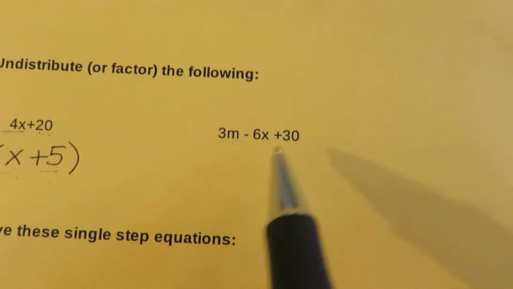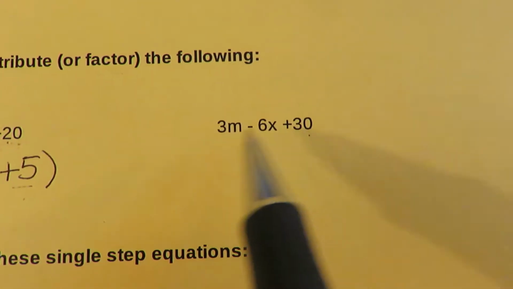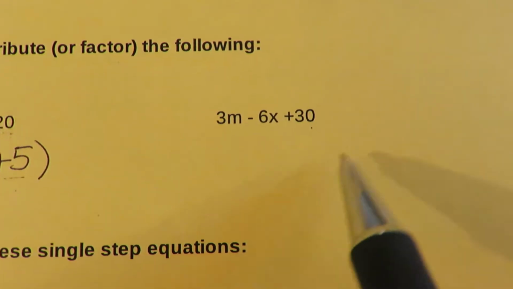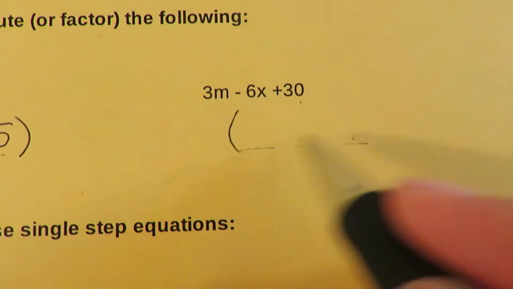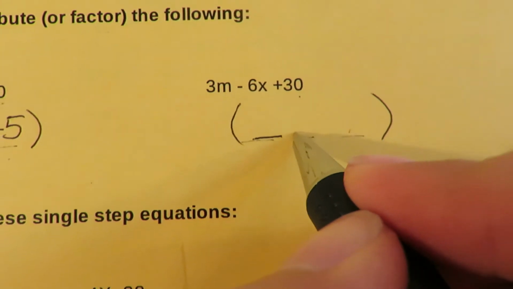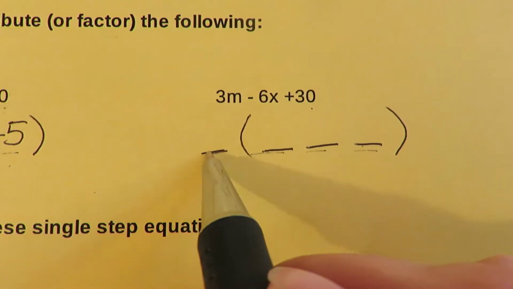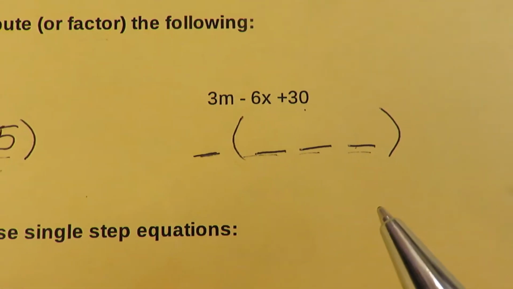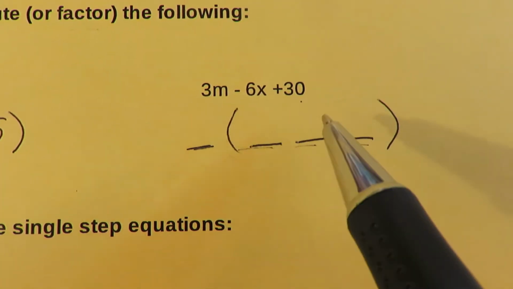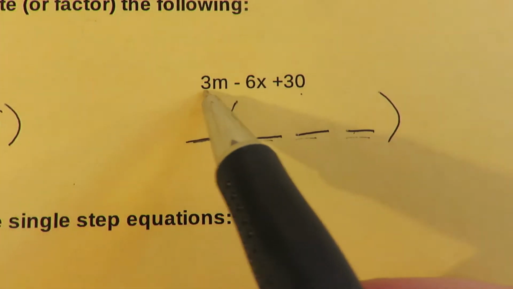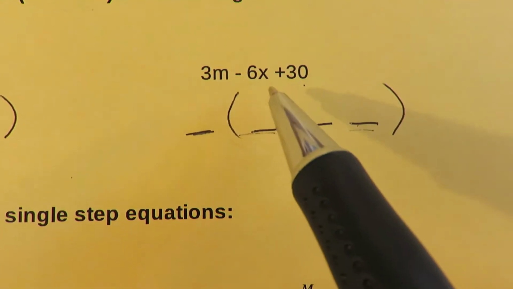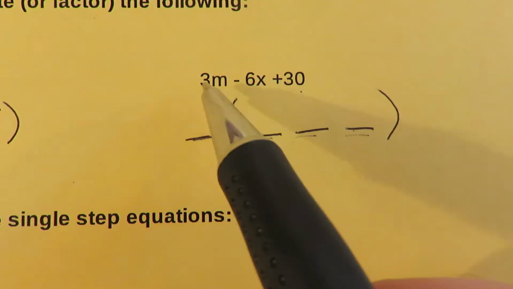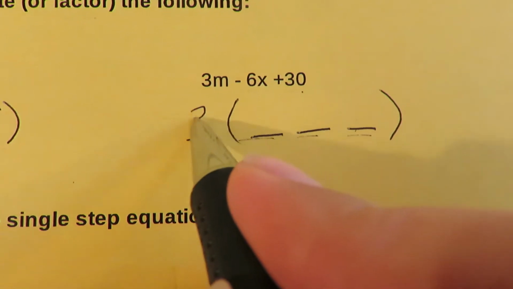This one over here has 3 terms in it, so in my mind I'm going to think, I should probably have 3 terms in my bracket when I'm done. So I'm going to have a bracket, I'll have 3 terms, and then I need to figure out what my number is outside that I will multiply by. So I asked myself, what's the biggest number that I can divide out of 3 and 6 and 30? Well, the biggest number that will divide out of all 3 of these is 3.